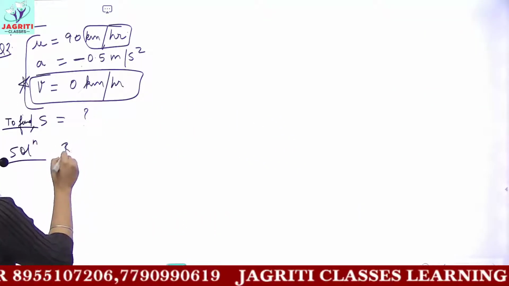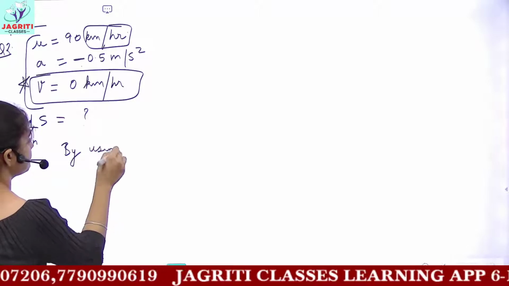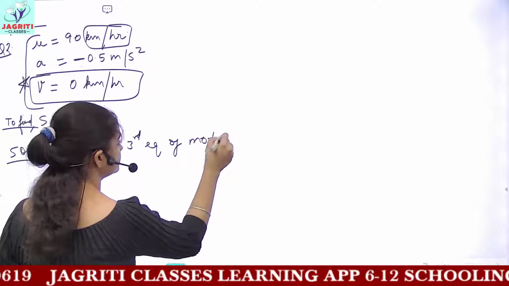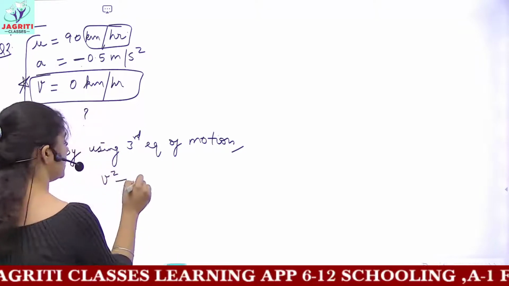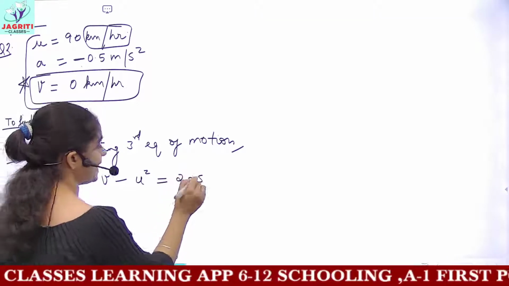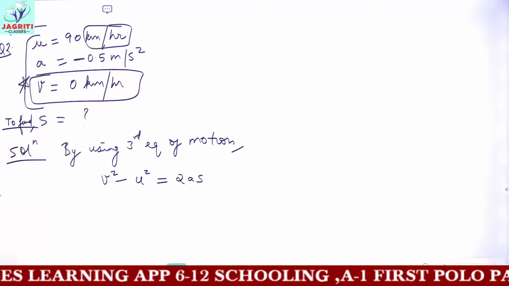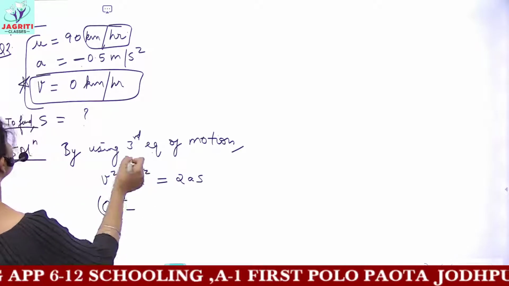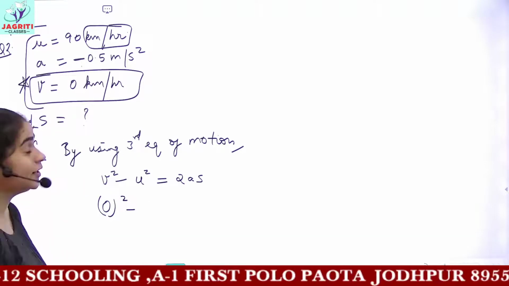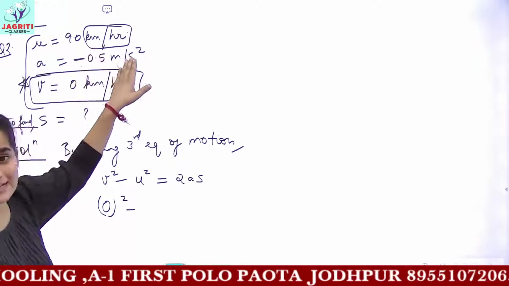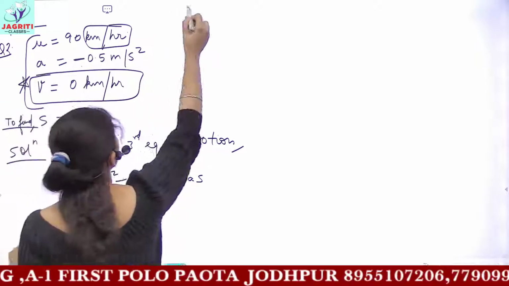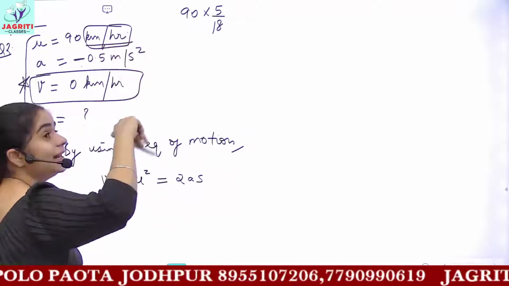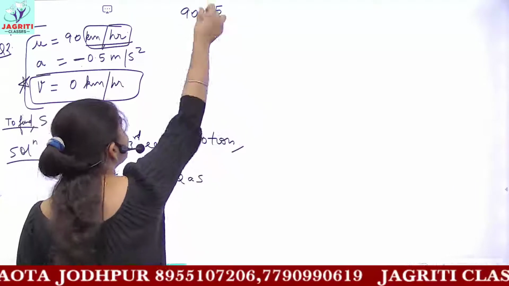That is, you can write by using the third equation of motion, which is v square minus u square equals 2as. Now if you put the values and try to solve, you will easily get the answer. V is 0 here, so you will write 0 square minus u, which is 90 kilometers per hour. If this is not given in SI units, that is meter per second, I have already told you the conversion factor. If you want to convert kilometer per hour into meter per second, multiply the number with 5 upon 18.